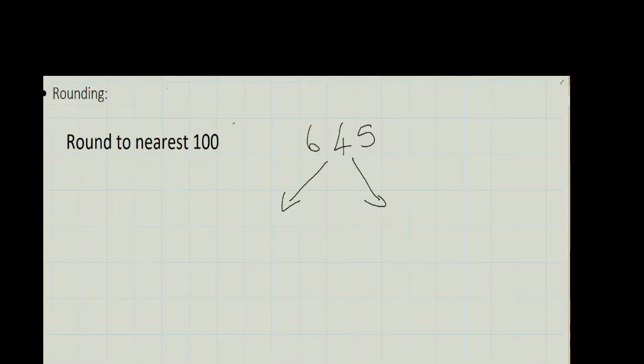So ask yourself this question. We've got the number 645, and we're rounding it off to the nearest 100. What are my 2 possible answers? Pause to think about it. If you said that my 2 possible answers are 600 or 700, you're correct. Because the number 600 could either be rounded up to 700 or it could stay at 600 itself.